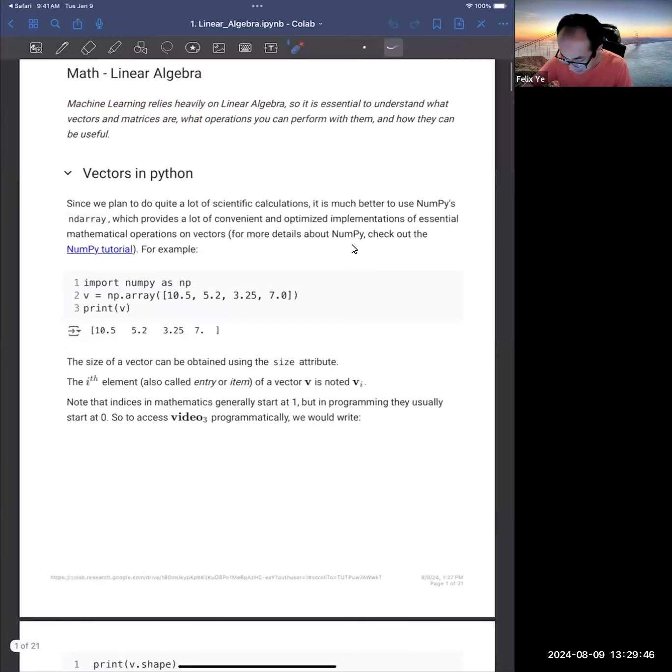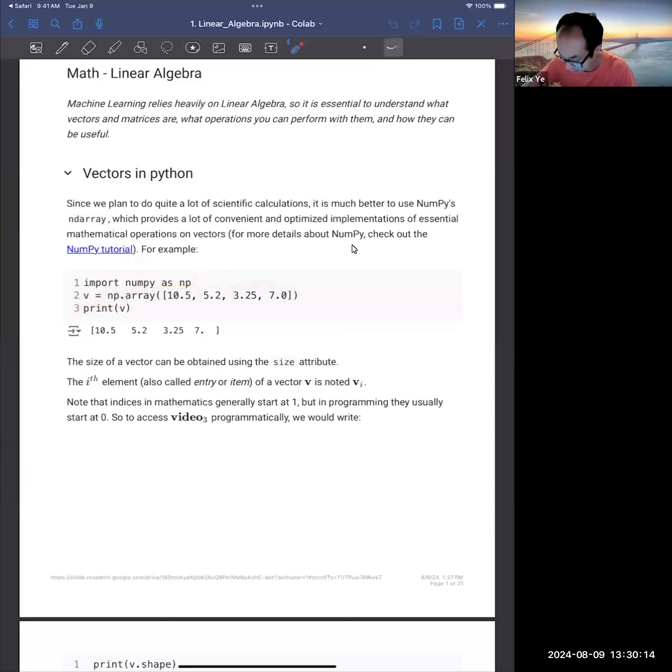The simplest thing that you probably have learned is the vector in Python. Everything can be thought of as a multi-dimensional array. The most convenient way is to use NumPy, which is a package in Python. You can say import numpy as np, and then define the vector as follows: v equal to np.array.